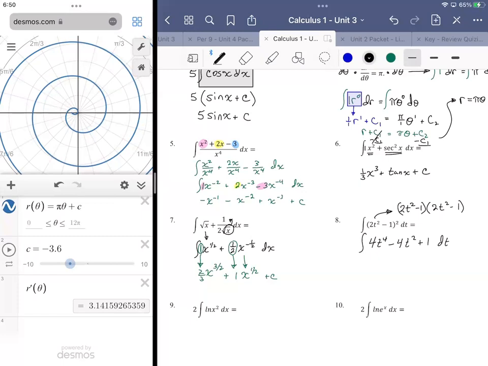Anti-differentiate each piece. So increase the exponent by 1, divide by the new exponent. So 4/5 t to the 5th. Increase the exponent by 1, −4/3 t to the 3rd, divide by the new exponent. And again, attached to the 1 is an understood t to the 0th. Increase the exponent by 1, divide by the new exponent. Throw on a plus c at the end.